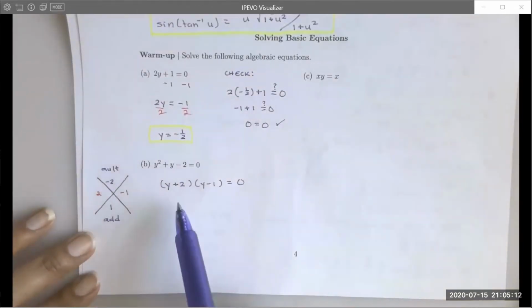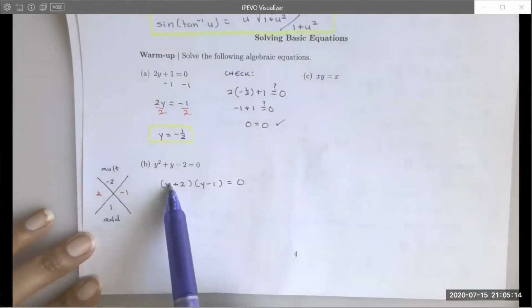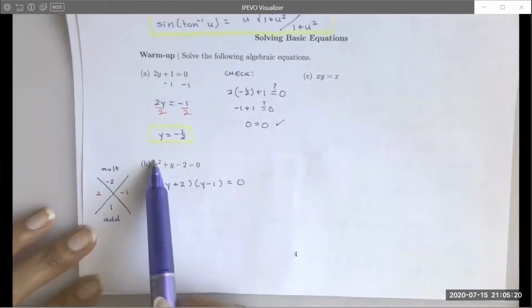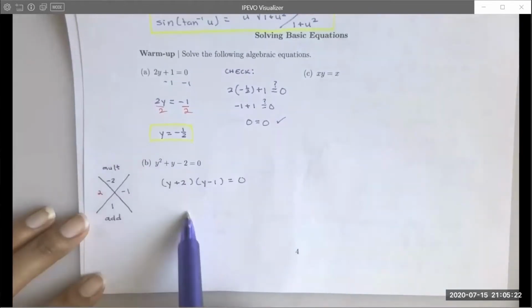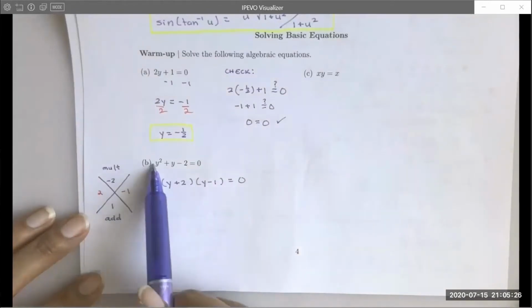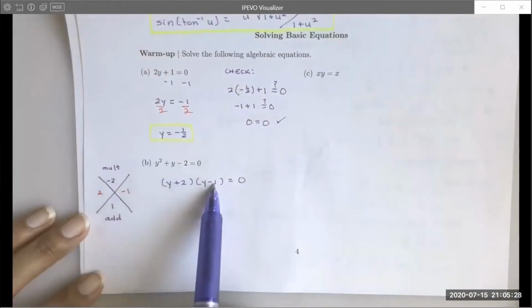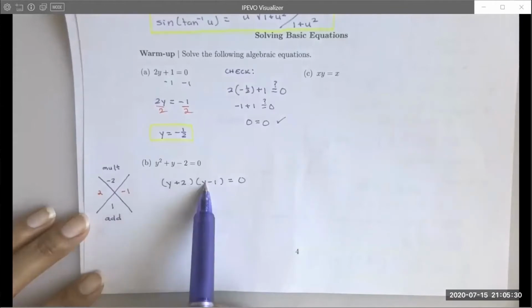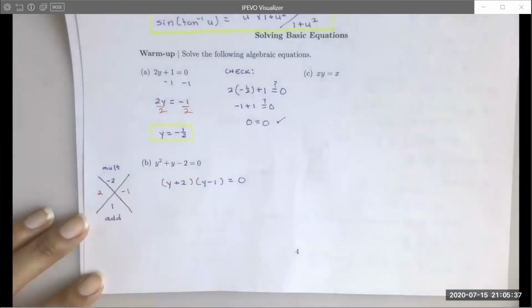So what you do for these problems is you factor them, and then we'll discuss what to do next. But it's always a good idea to redistribute these terms back to see if it gives you the original expression. Not necessarily here in the work, but maybe just in your head. So y times y is y squared, and this is going to give us a -y plus a 2y. So -y plus 2y is just y. And then 2 times -1 gives us -2. Okay, so that looks good.